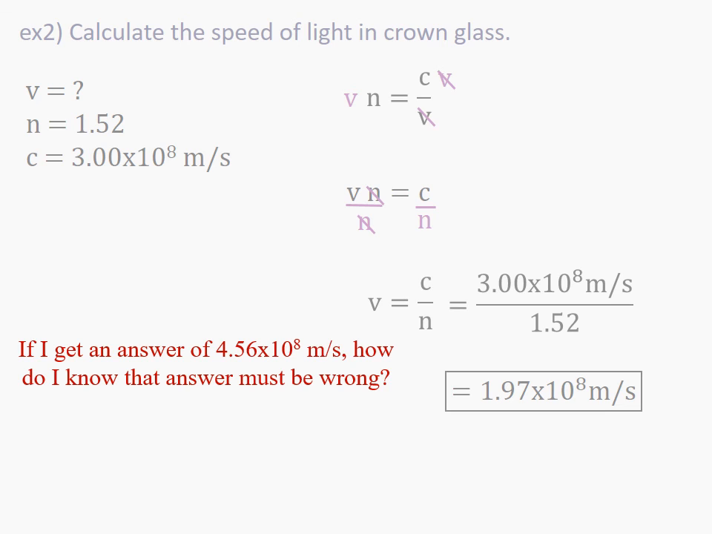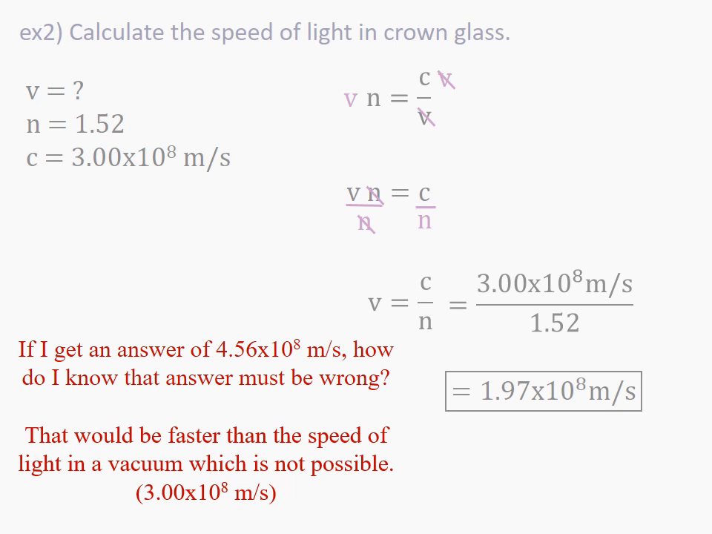If I get an answer of 4.56 times 10 to the 8 meters per second, how do I know that the answer must be wrong? We know that light cannot travel faster than it does in a vacuum. That is the fastest that anything can travel, is the speed of light in a vacuum. And since that value is 3.00 times 10 to the 8 meters per second, if I had calculated 4.56 times 10 to the 8, that would be faster than light in a vacuum. And I would know I must have done something wrong.